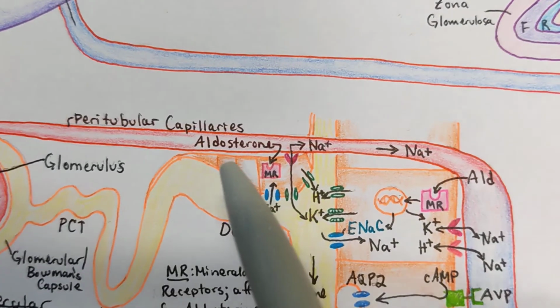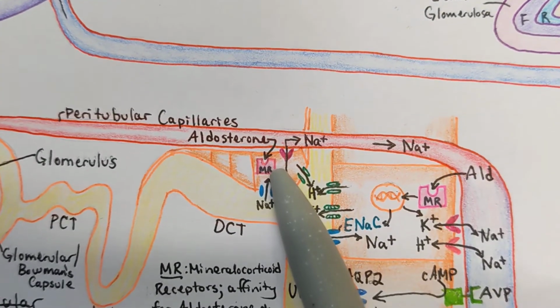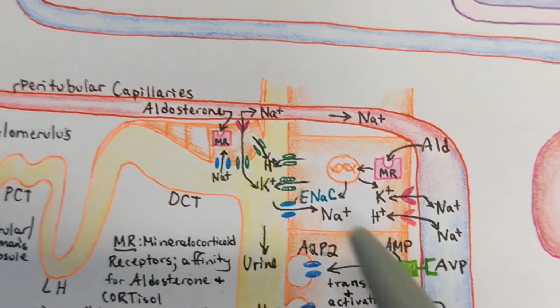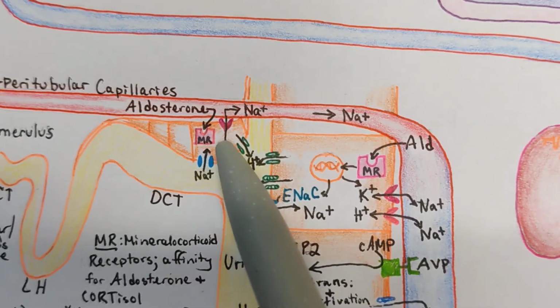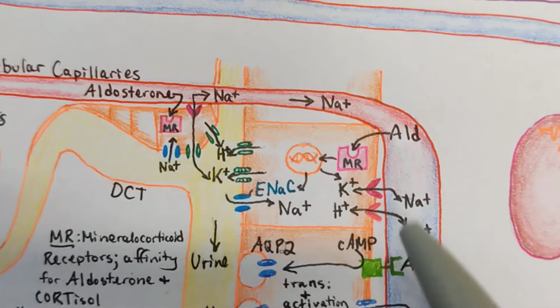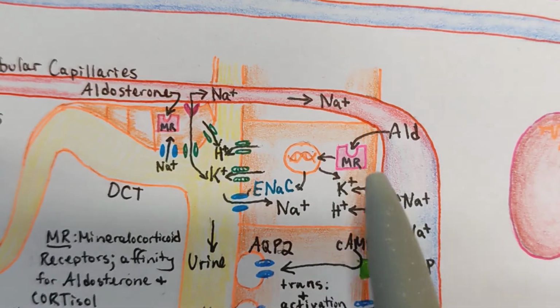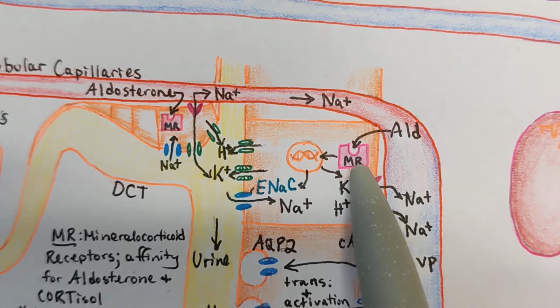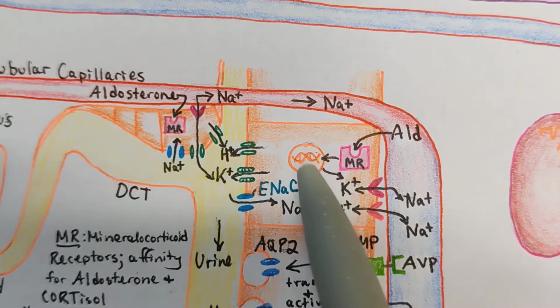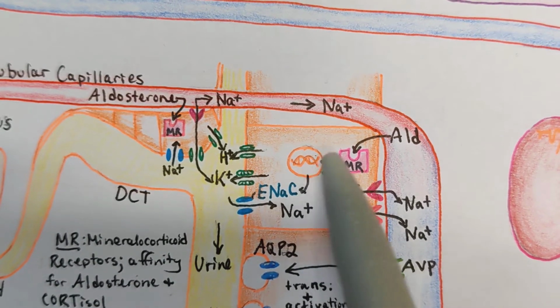So back here, aldosterone binds the mineralocorticoid receptor, and it's going to do a couple different things. Again, this is happening in both of these types of cells, so let's zoom in over here. The aldosterone mineralocorticoid receptor binding is going to trigger the expression of genes within the nucleus.